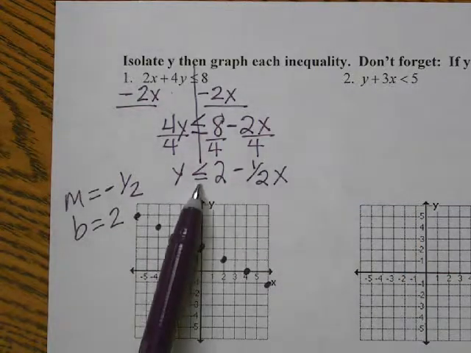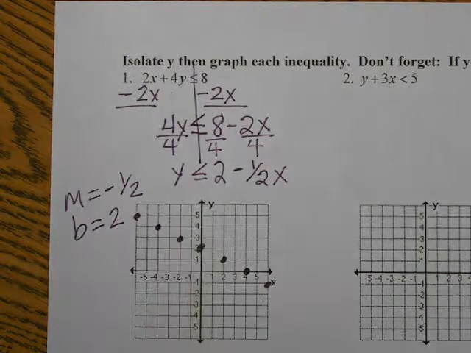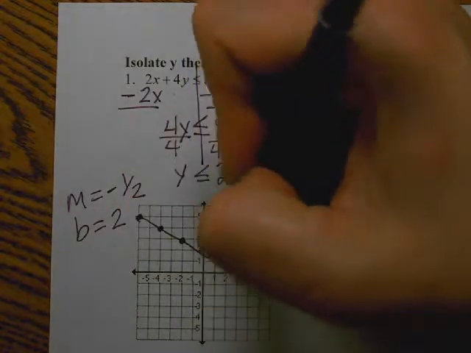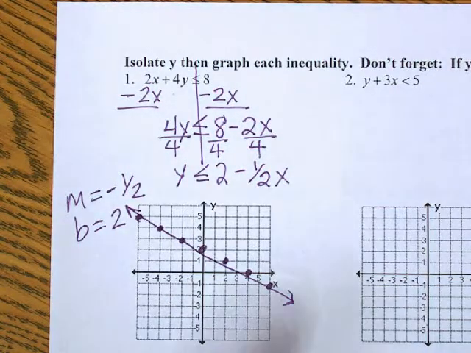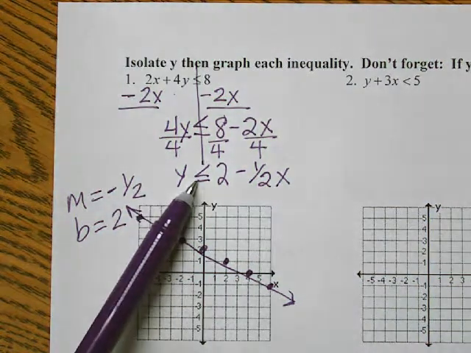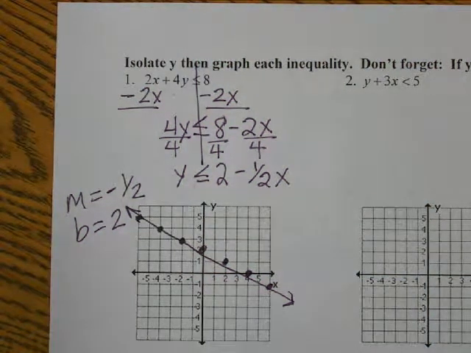And then I have to look at my symbol. What kind of line do I draw? Well, if you see a line underneath it, you draw a line. So you're going to draw a solid line. I just remembered that phrase that I told kids last year. If you see a line, you draw a line. If you don't see a line, it's a dotted line.